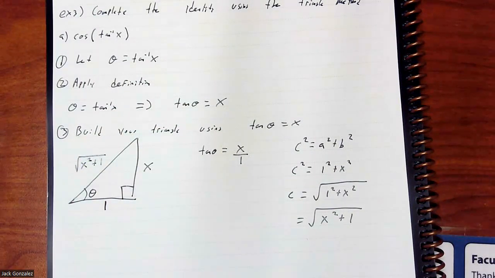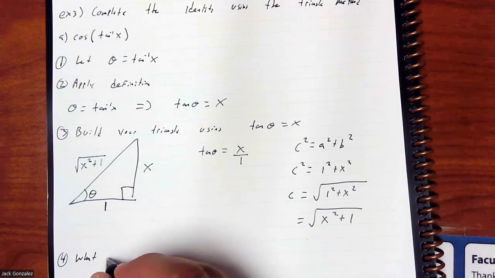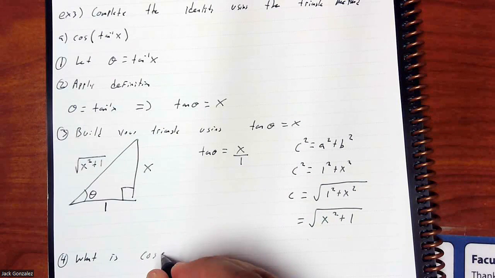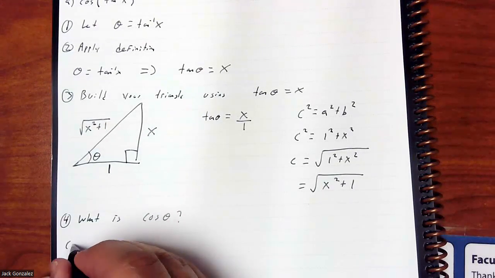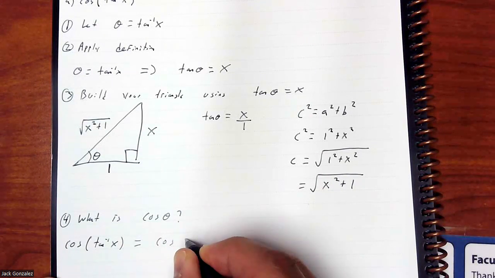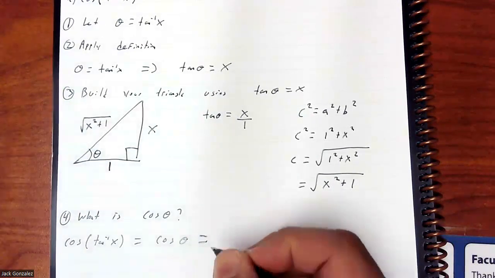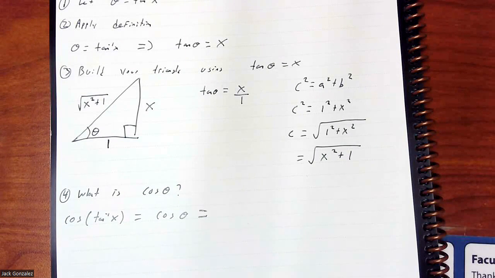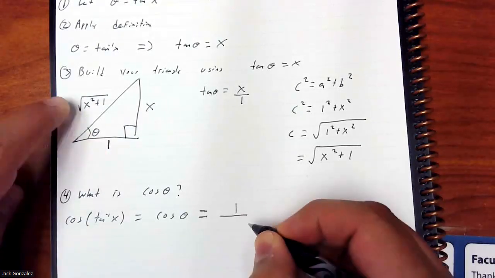So now that we have the triangle built, answer the question. That's technically what they're asking. What is cosine? So cosine of tan inverse of x, which is equal to cosine theta because we defined it to be equal to theta, would be equal to what? What is cosine? Be the adjacent side, 1 over the hypotenuse.